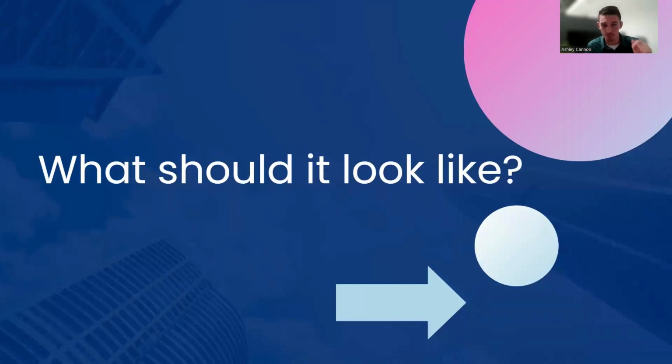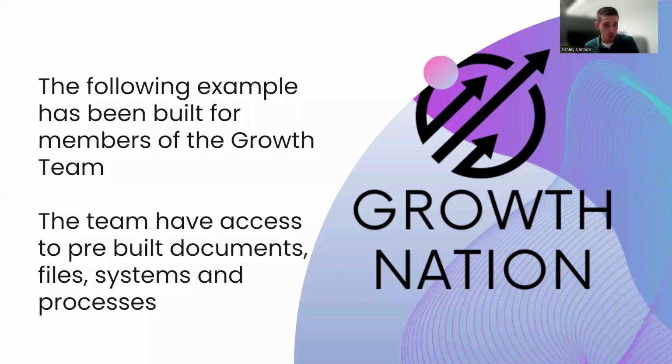So hopefully this should really give you an idea of exactly what I'm talking about here. Just before I jump into this, this following example has been built for members of the growth team. I've built this, they've got access to this. It comes in an editable Word version, so they can chop and change it. There's a ton of documents in there that people can use. So a bit of a shameless plug there, but the following is in the team. People have access to this, can view it, can edit it, and change it however they want.